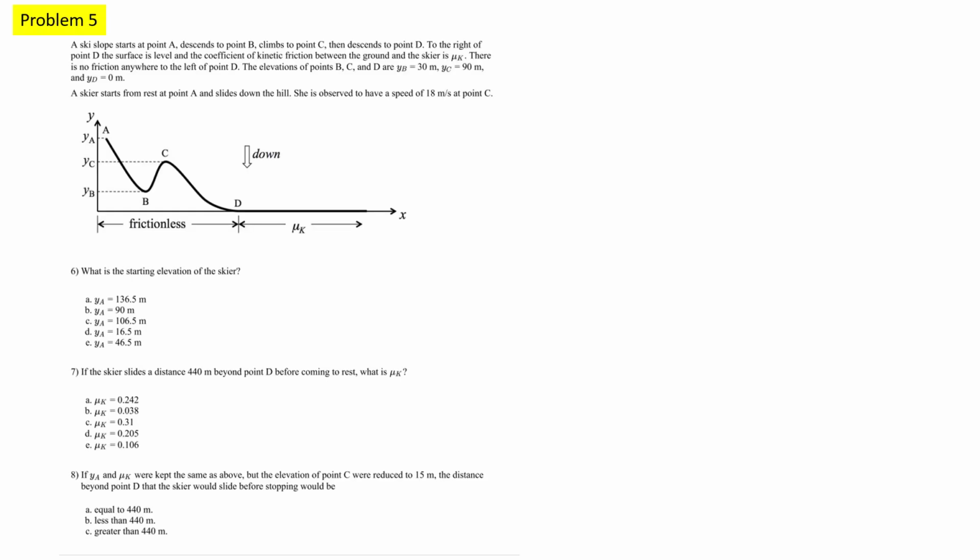All right, here's problem 5. We have a ski slope. A ski slope starts at point A, descends to point B, climbs back up to point C, then goes back down to D.